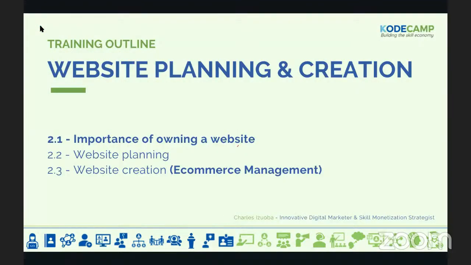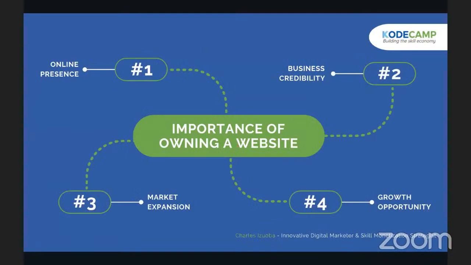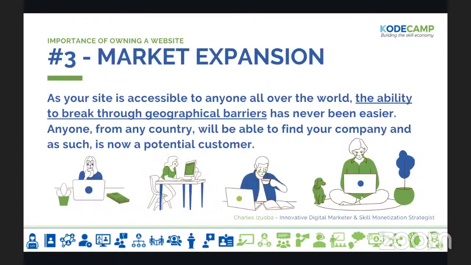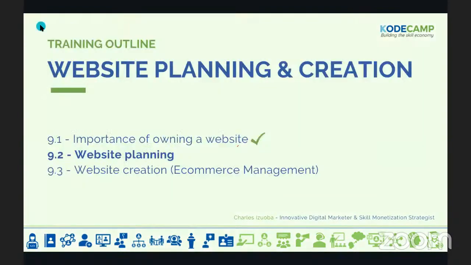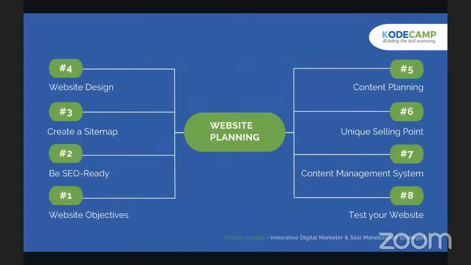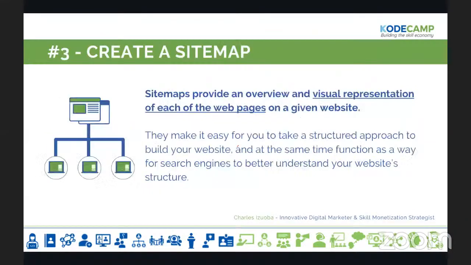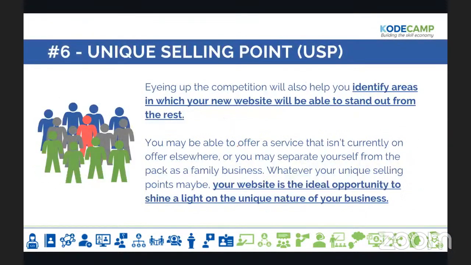You guys already know about this. We've talked about all this. I will just go straight to slide number 24. That would lead us straight to what we need to discuss today. I just added some things to the slide. Remember when we talked about website planning: your objective, making it SEO ready, creating your sitemap, drafting your web design, your content, your USP, and the content management system, where we talked about WordPress and Joomla, then Elementor, and the rest. So we'll just go straight to today's topic because we have a lot to cover.